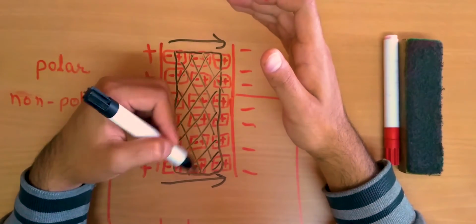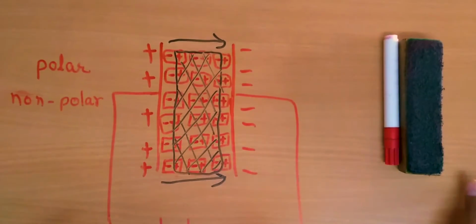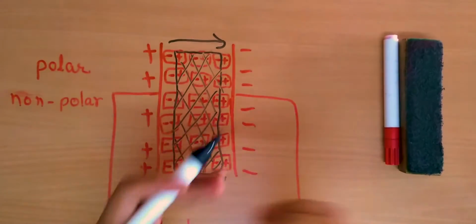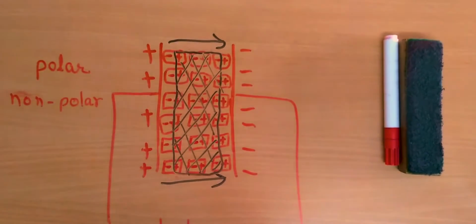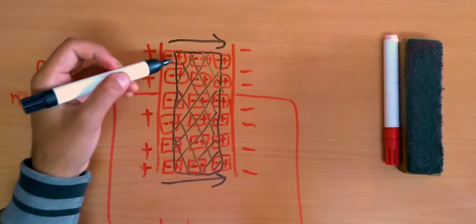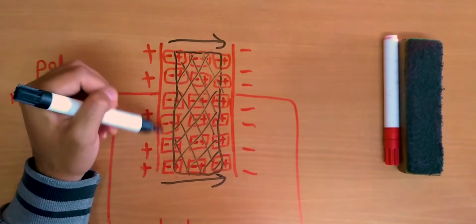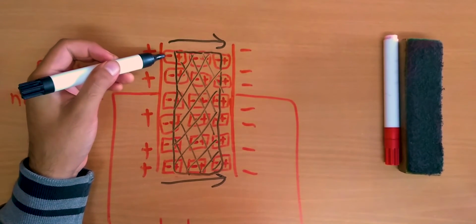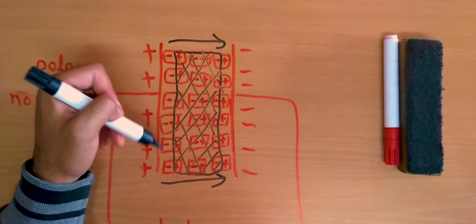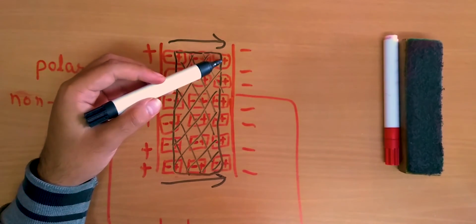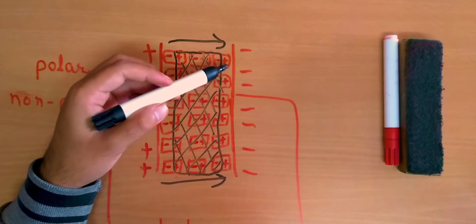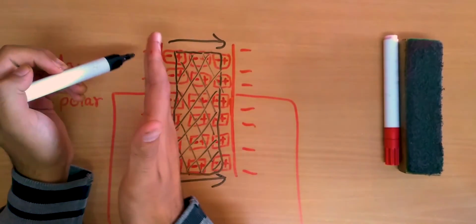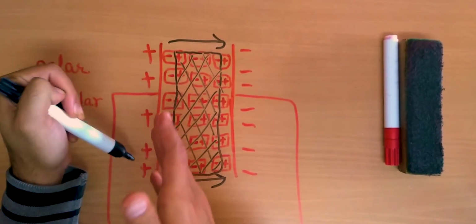So this whole section is neutral, right? Overall, I have charge separation in smaller parts locally, but overall this whole section is neutral. On the other hand, in this last section here, I have been left with some negative charges on this side and some positive charges on this side, and this is not neutral.